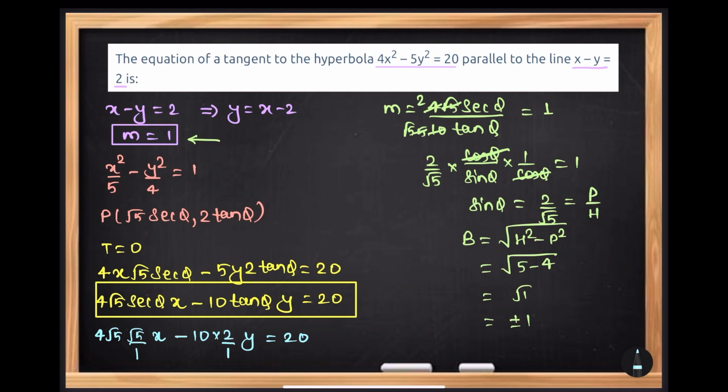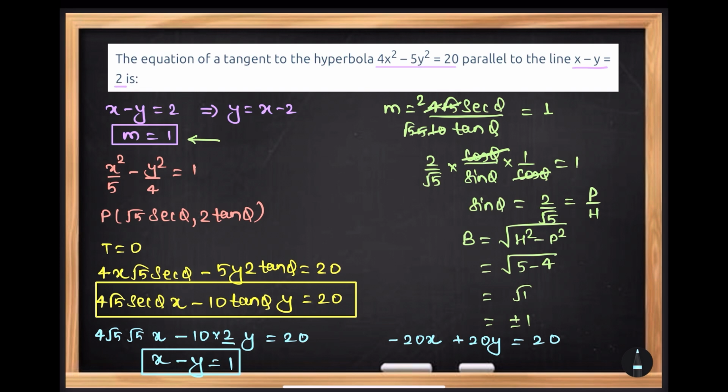Now the same thing I will write here. Base is minus 1, so it will become 4, which means look at this, root 5 will become 5. 5 into 4, 20. So can I write 20x plus 20y equals 20? Now look at this, here also 20, so can I divide both sides by 20? So we got x minus y equals 1. So this is the first equation of tangent whose slope is 1.